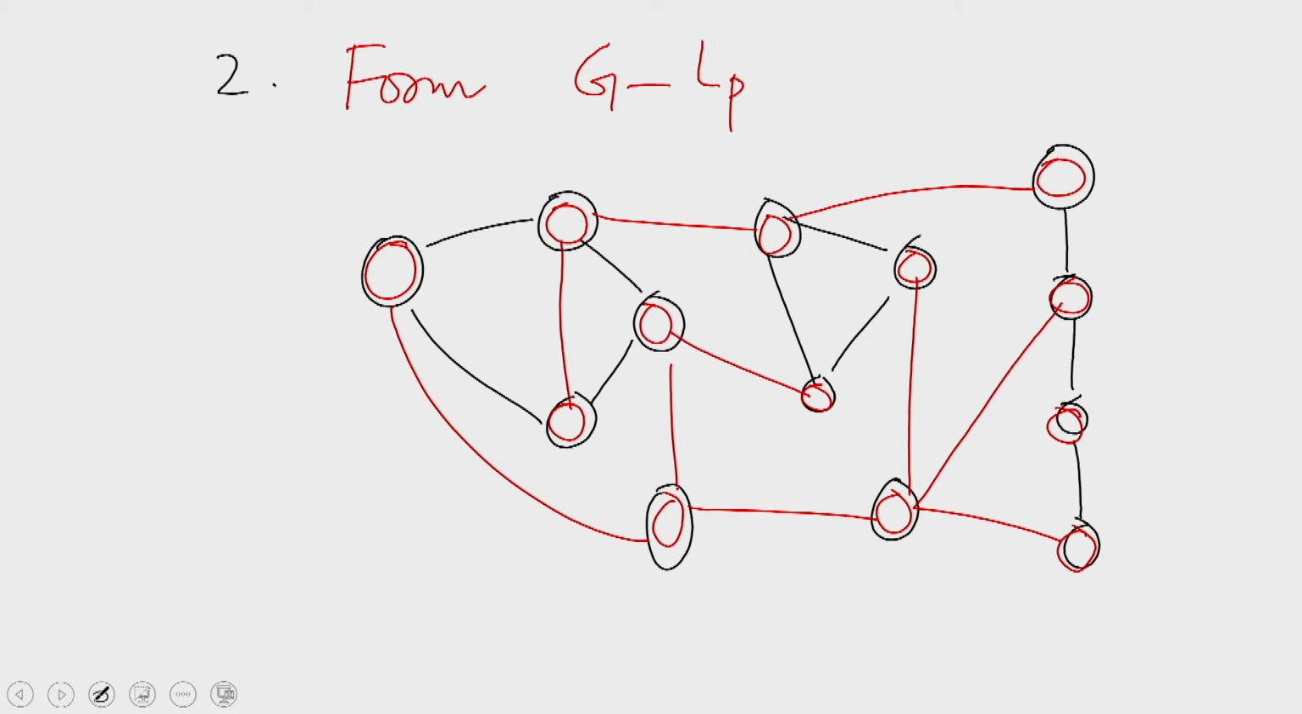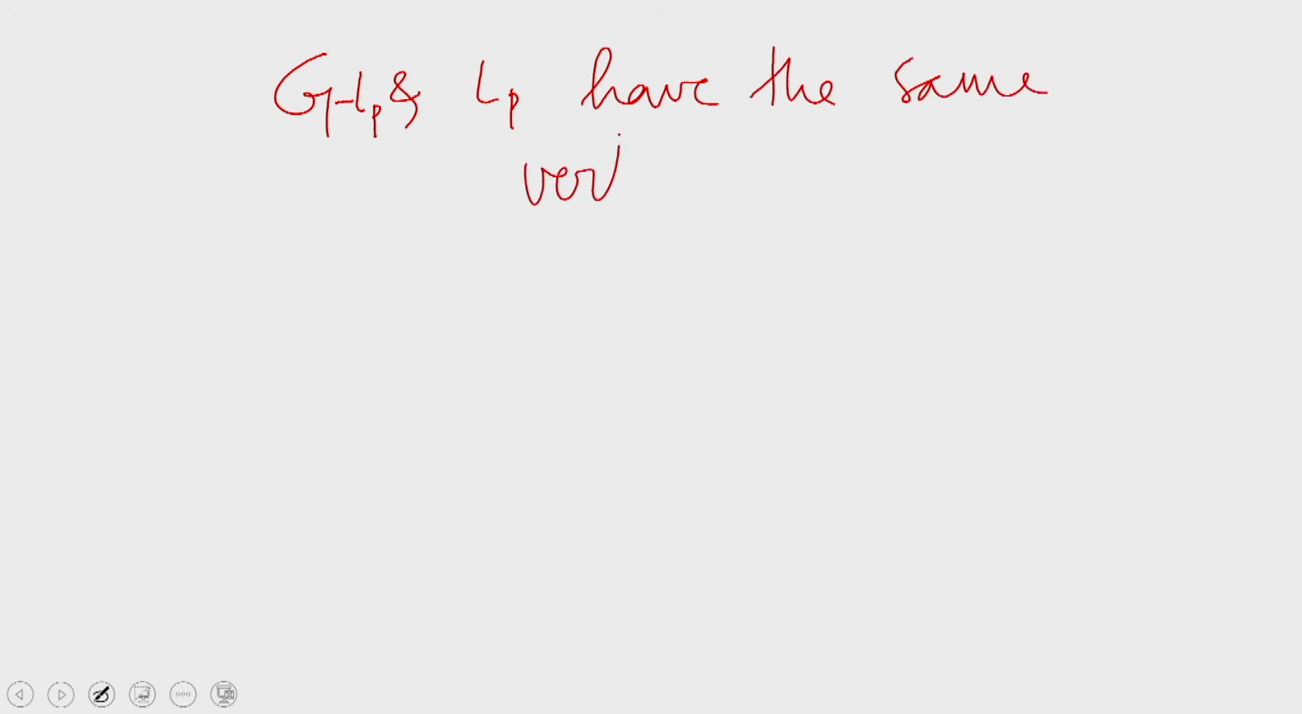The original graph G could be like this. Here the black edges are the edges of LP and the red edges are the edges of G minus LP. When you put them together, we have the original graph G. So, both LP and G minus LP have the same vertex sets, but disjoint edge sets.